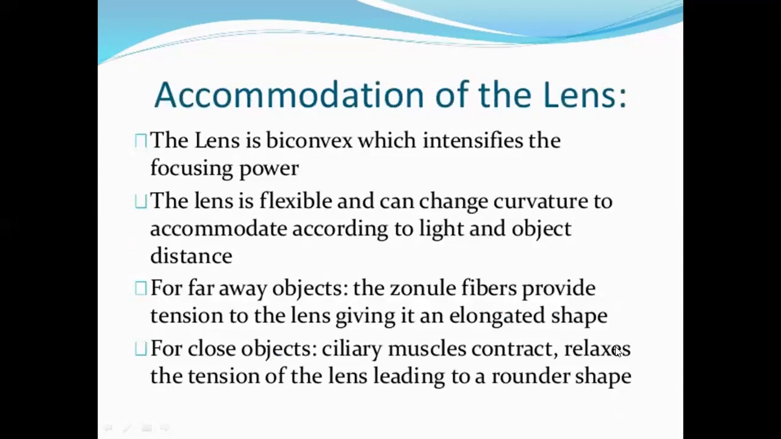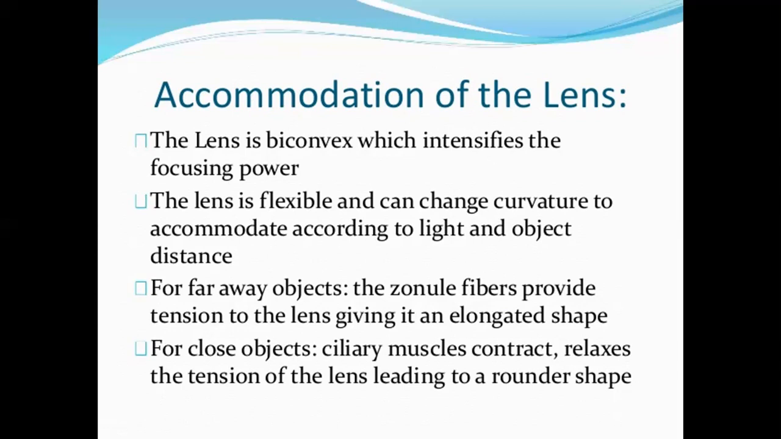Then accommodation of the lens. The lens is biconvex, which intensifies the focus power. Accommodation of the lens means how the lens works. The lens is biconvex. There are two types of lenses, convex or concave. So the lens is biconvex, which intensifies the focusing power.